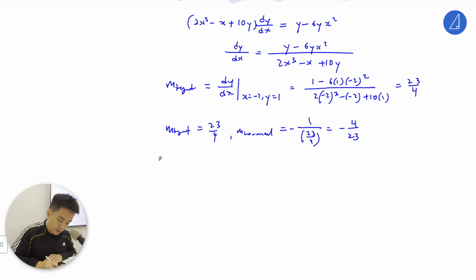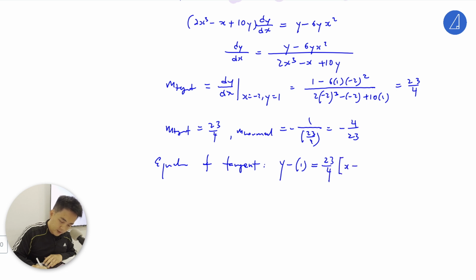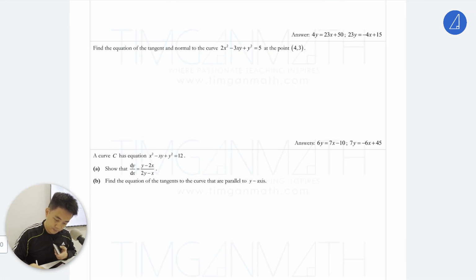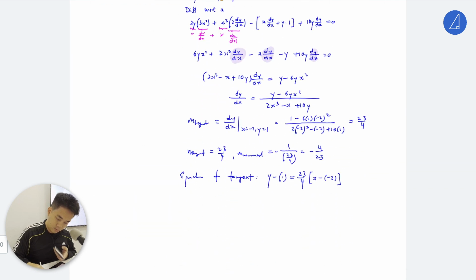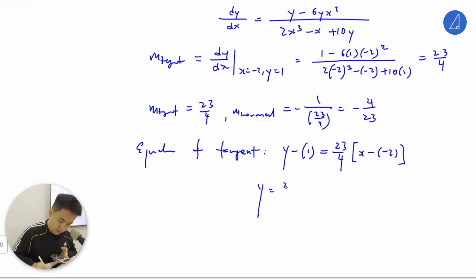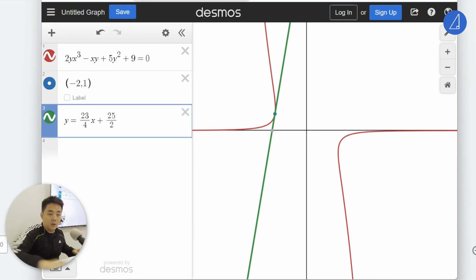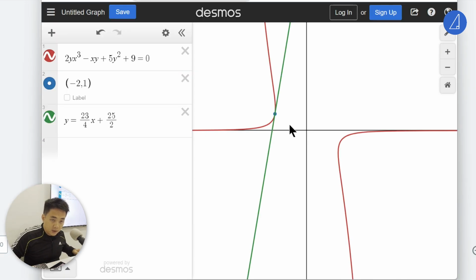So equation of tangent will just be y minus y1 equals to the gradient times x minus x1. This will give us 25/2. y equals to 23/4 x plus 25/2. So if I plot this equation, you see that there's a tangent across this point here.